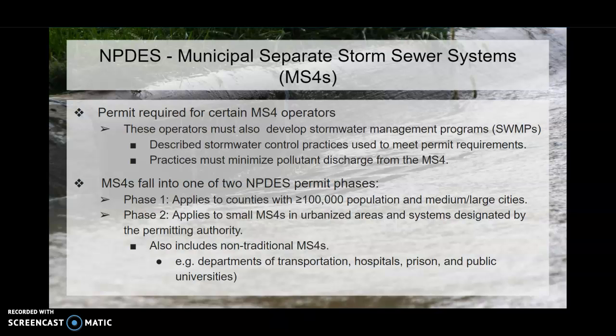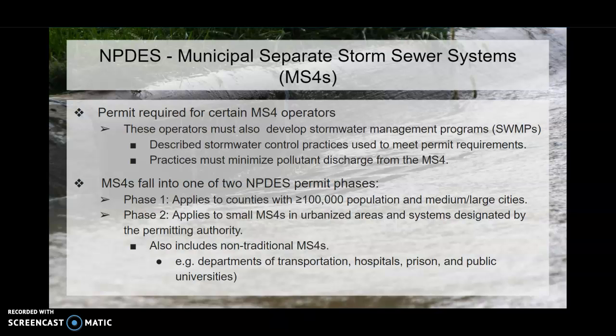And so for MS4s covered by NPDES, the permit is required for the operators of the MS4, and the operators must develop stormwater management programs for their drainage areas that describe the stormwater control practices used to meet the permit requirements. And those practices, of course, must minimize the pollutant discharge from the MS4.